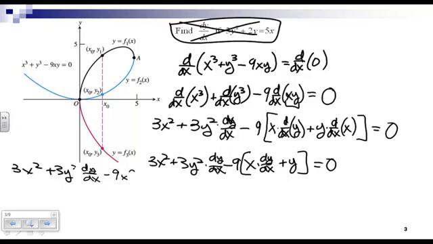Okay, thank you. 9x dy/dx minus 9y equals 0. Okay, so I distributed the negative 9 through those two terms. Does this term have a dy/dx? No. Ship it to the other side. This one does? Keep it. This one? Keep it. This one? Ship it.